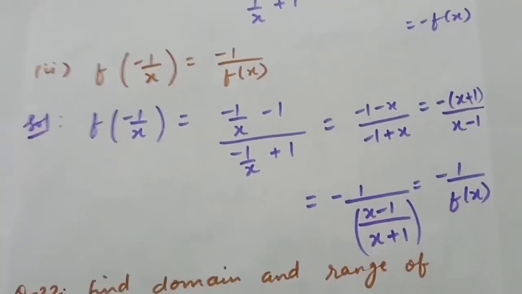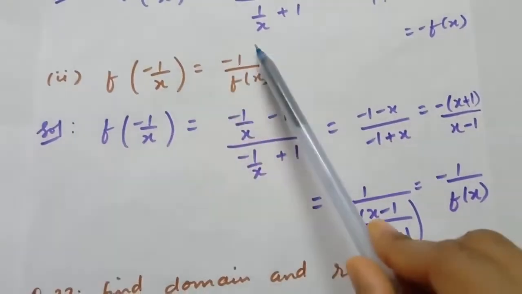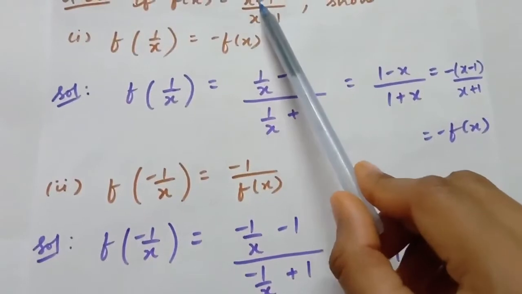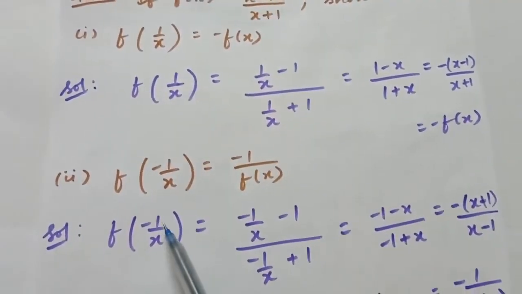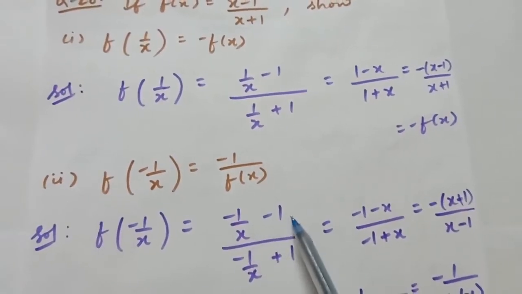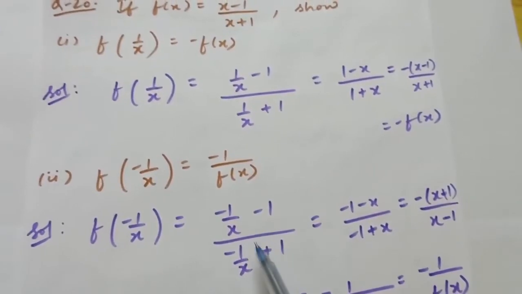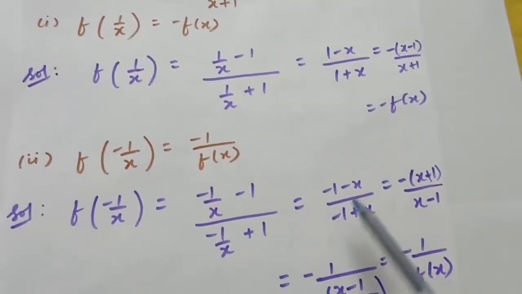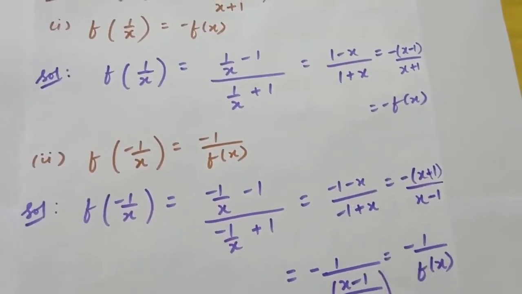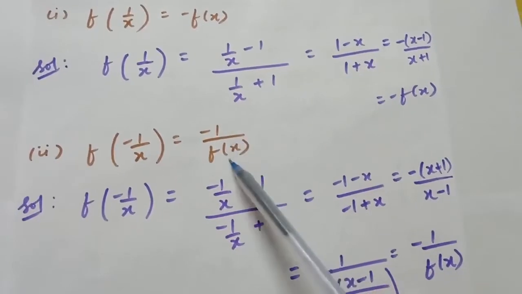Next, we have to show that f of minus 1 upon x is equal to minus 1 upon fx. So in the question, fx is given; in place of x put minus 1 upon x. So minus 1 upon x minus 1 upon minus 1 upon x plus 1. Taking LCM and cancelling x, so minus 1 minus x upon minus 1 plus x. Right? Now we want to show it equal to minus 1 upon fx.